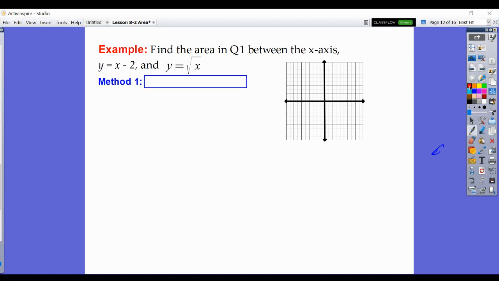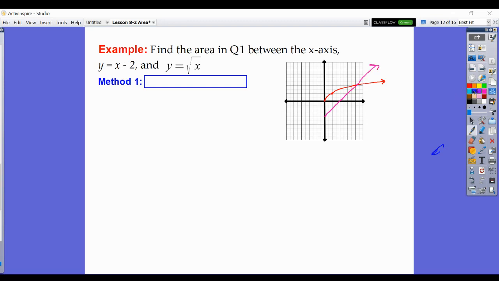So first of all, we have the line. Let's do the square root first. The square root of x starts at 0, 0, goes through 1, 1, and the square root of 4 is 2. So I'm going to graph that curve, square root of x. The other line is a line y equals x minus 2, so I start at negative 2, and the slope is 1. So there's my line.